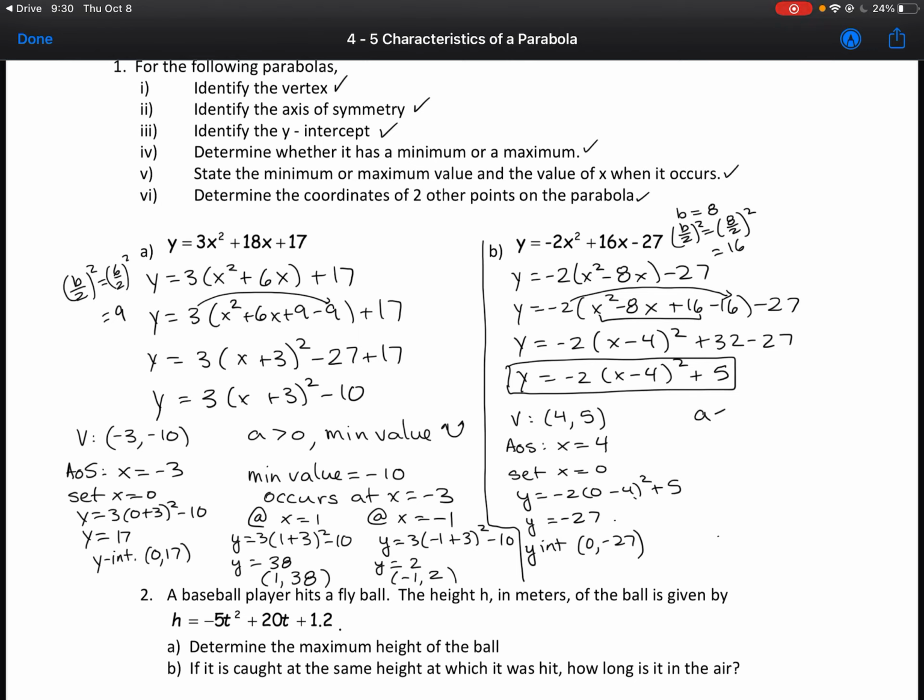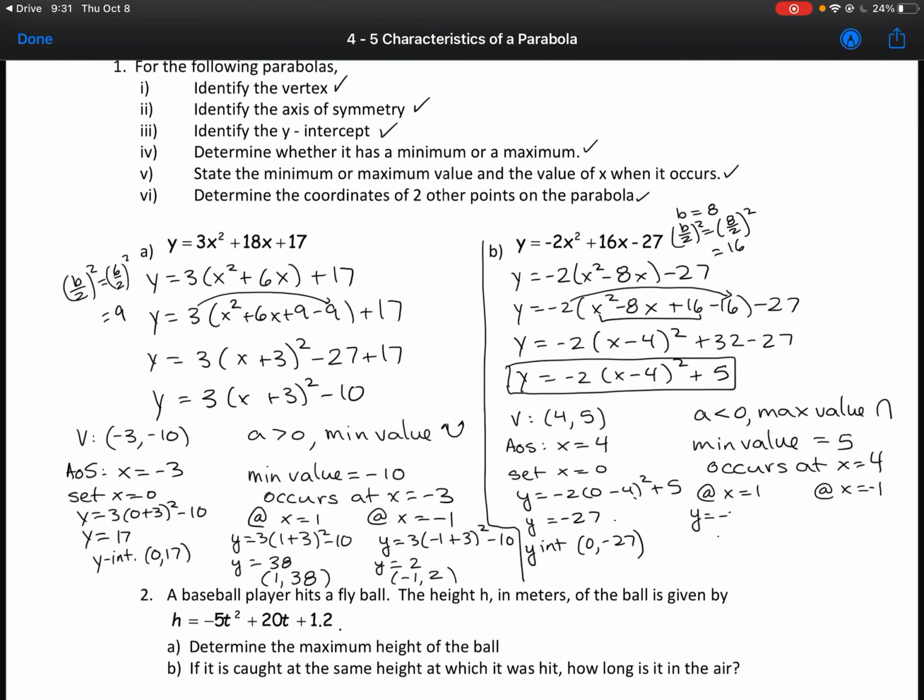In this case, my a value is less than 0, so I'm going to have a maximum value because my parabola opens down. My minimum value is just my y-coordinate of the vertex, and that occurs at my x-coordinate of the vertex. The last thing that I'm going to look for is two other points on the parabola. So I'm going to use x equals 1 and x equals minus 1.